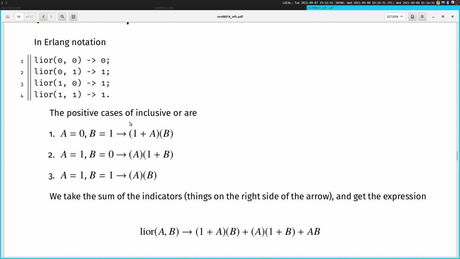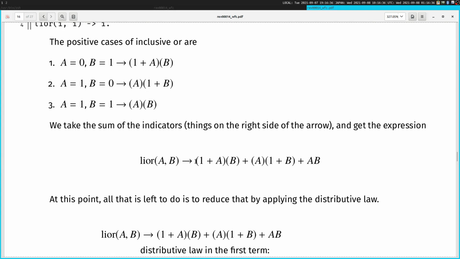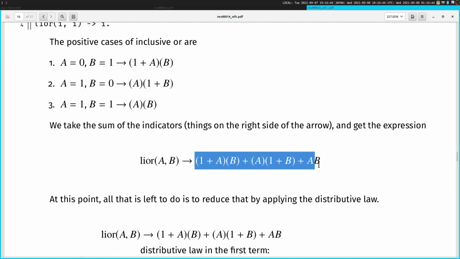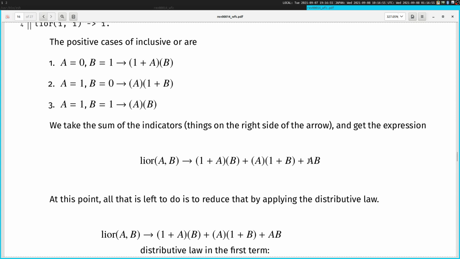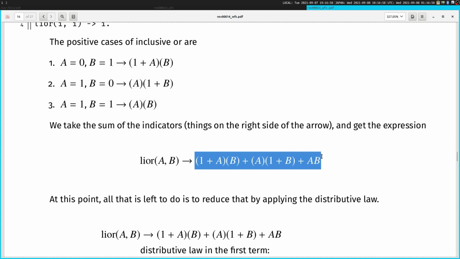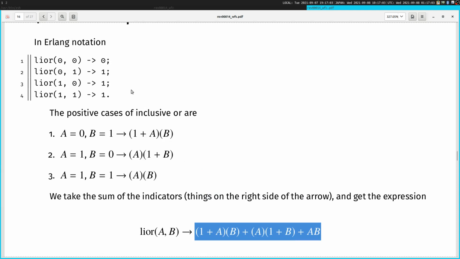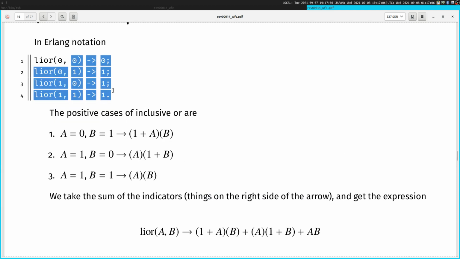All right, and we take the sum of the indicators, which are the things on the right side of the arrow, and get the expression. Now the point is that either none of these terms in the sum will be 1, or exactly one of them will be. You will never have the case where more than one of these terms is equal to 1 when you write it like this as a sum of indicators. Therefore, this sum of indicators matches up here. Does that make sense? I hope it makes sense.